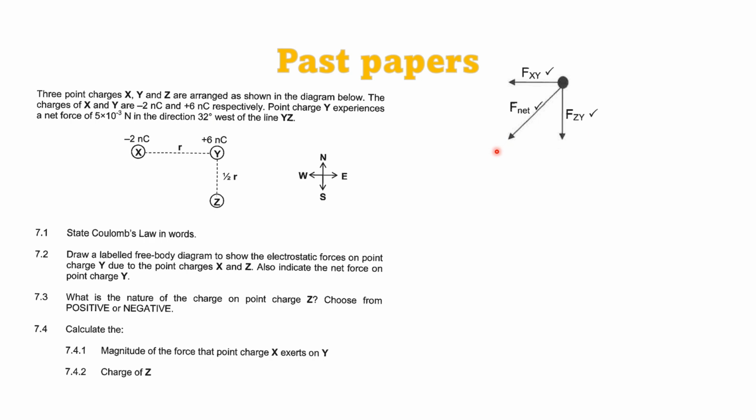What is the nature of the charge on point charge Z? Choose from positive or negative. I did mention this now. It is negative because of the net force.